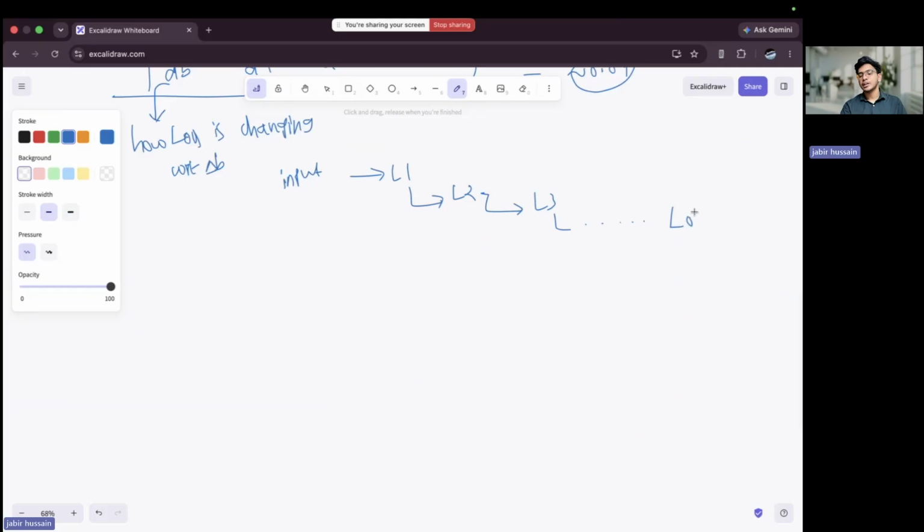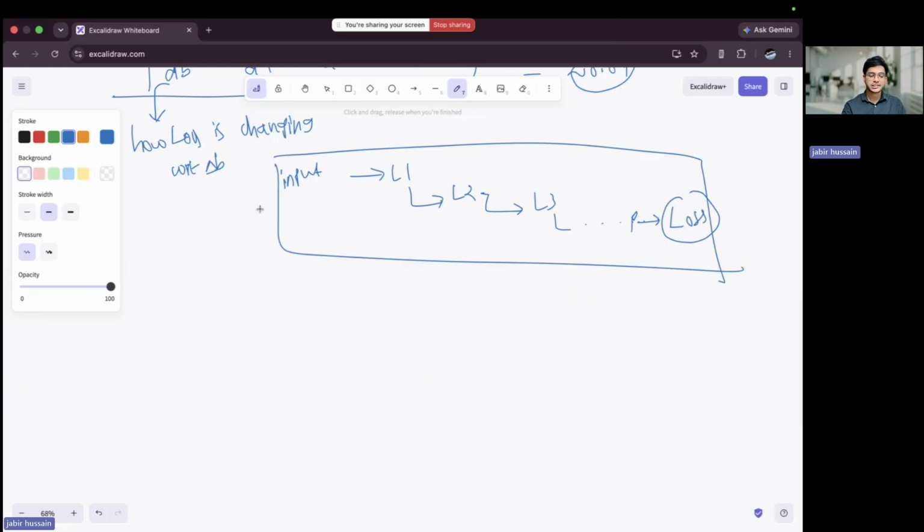And finally, you will get the predicted value, and then loss. Now, backpropagation is nothing but, for this entire network, for this entire system, calculating the chain rule, putting the chain rule on this network. This is known as backpropagation. Backpropagation is nothing but the chain rule on scale.